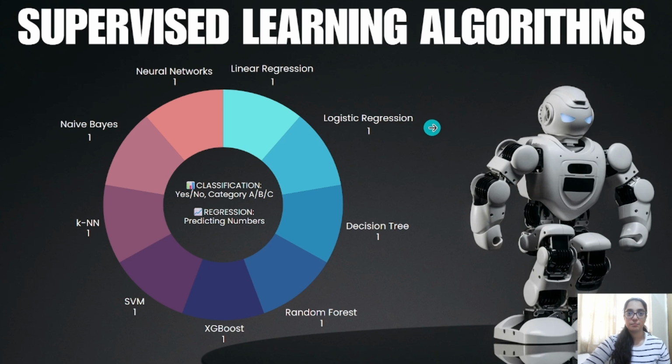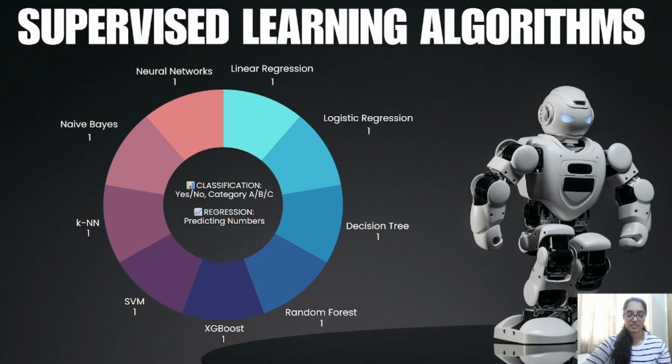KNN classifies based on the closest data points. Simple but works well for small data sets. Naive Bayes works based on Bayes' theorem and probability. Fast and works well for text classification. Neural network mimics the human brain with multiple layers, powerful for complex data like images, speech, NLP.